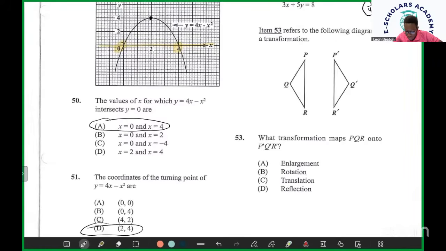What transformation maps PQR onto P prime, Q prime, R prime? So this is a giveaway. This is obviously not an enlargement, not a rotation, not a translation, it's a reflection, D.